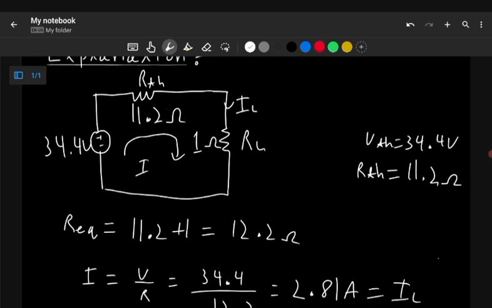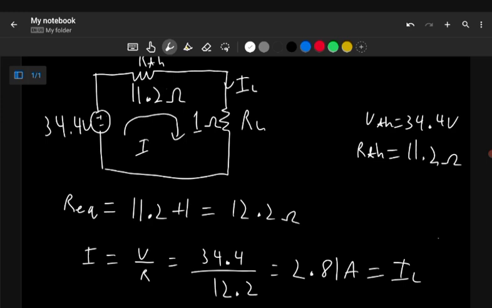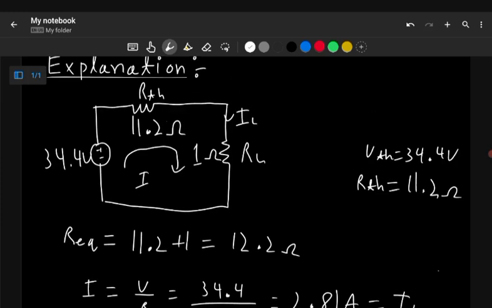This I value will be equal to IL, which is the current flowing through RL. So like this, we managed to find the value of IL, the current response across RL, by simplifying a big circuit into this very simple circuit. This is the value in Thevenin's theorem.